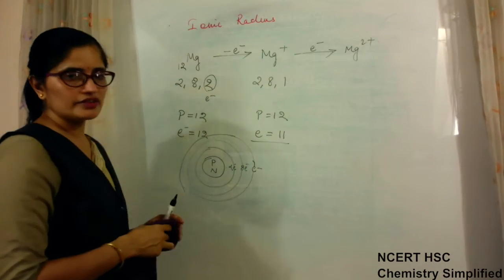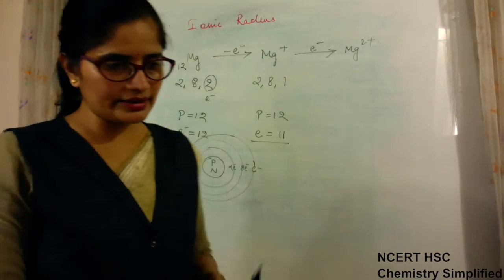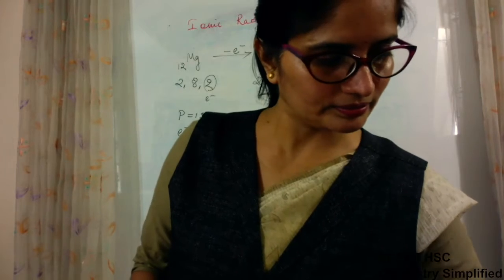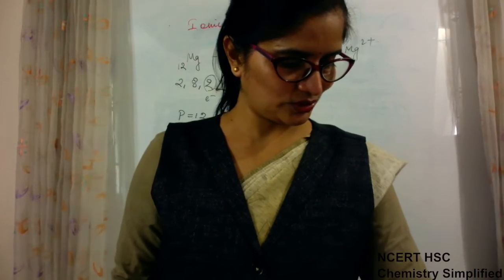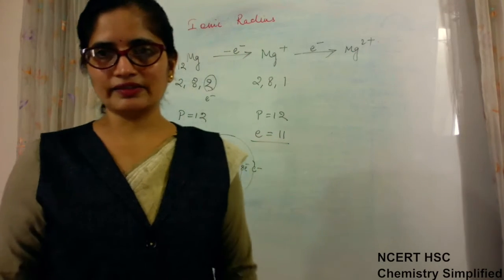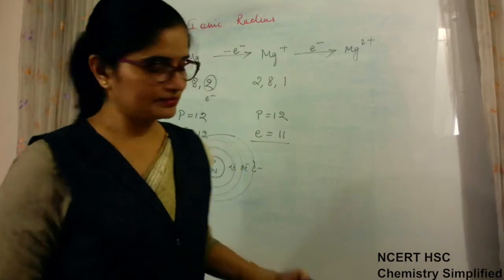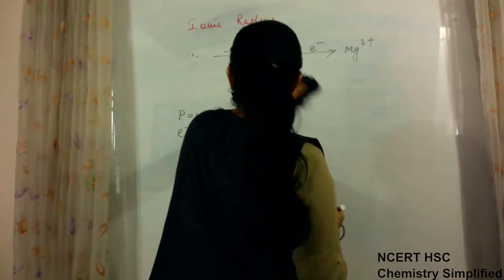Now the same thing we will see for anionic radius. Is this clear for cationic radius? Is it okay? Say yes or no. Anyone? Is it clear? Okay. Alvina, you said yes.